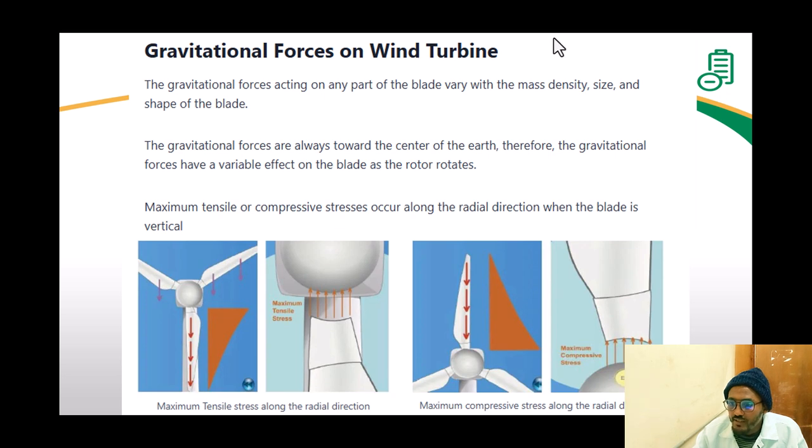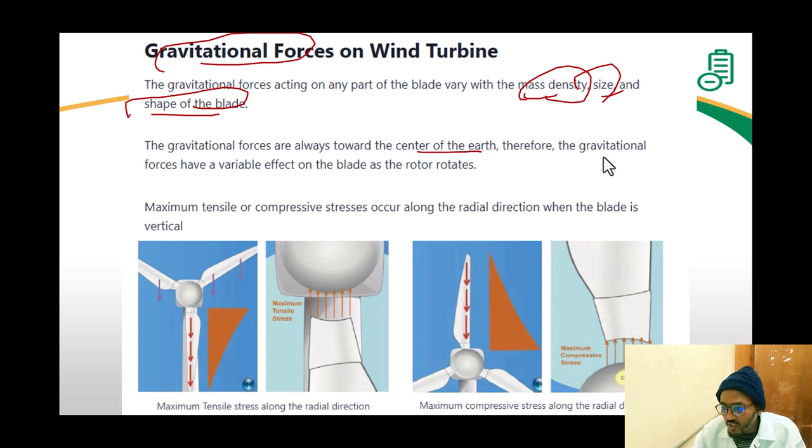The last one is gravitational force on the wind turbine. The gravitational force acting on any part of the blade may vary with mass density, size, and shape of the blade. It varies with mass density, size, and shape of the blade, right? So the gravitational force is always towards the center of the earth. The gravitational force has a variable effect on the blade as the rotor rotates.